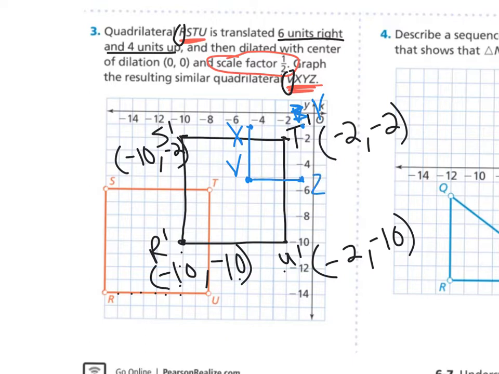So when we do dilation, remember it should be proportional, so it looks like it is going to be still similar, which is what we wanted to happen. So that would be our new quadrilateral there.